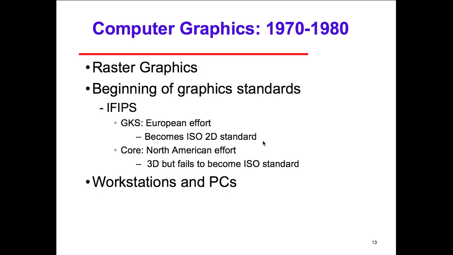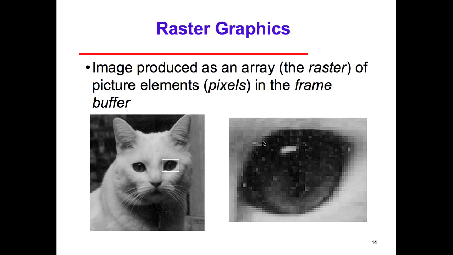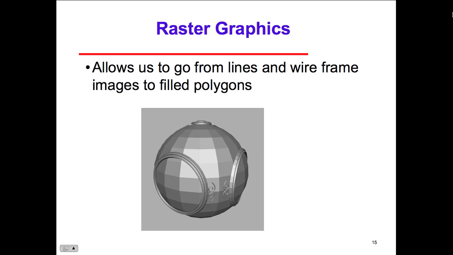We had raster from 1970 to 1980, going down our little history. We had raster graphics. It was the beginning of the graphics standards, more similar to what we're doing today. And then workstations and PCs were starting to do graphics as well. Here's an example of what's meant by raster graphics. The image is produced as an array, the raster of picture elements, pixels, in the frame buffer. So we had pixels in an array of rasters that was displayed.